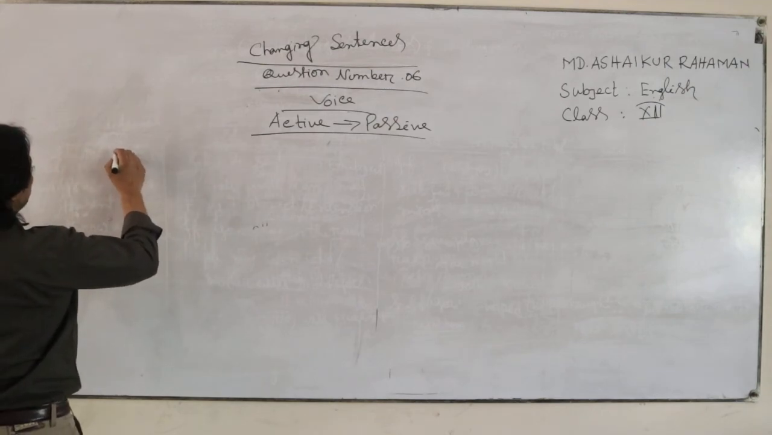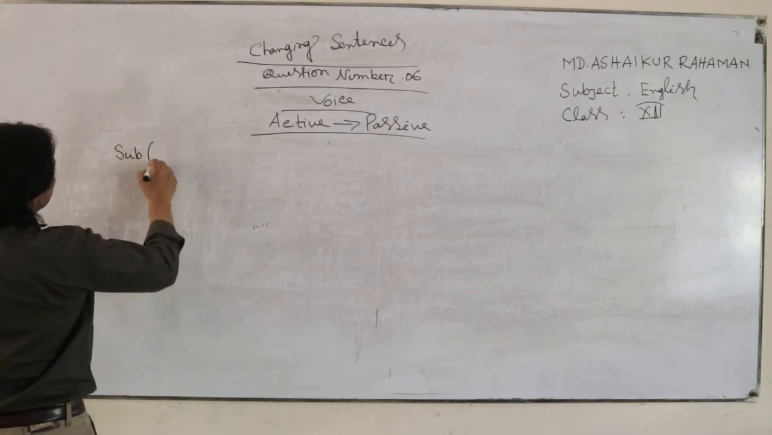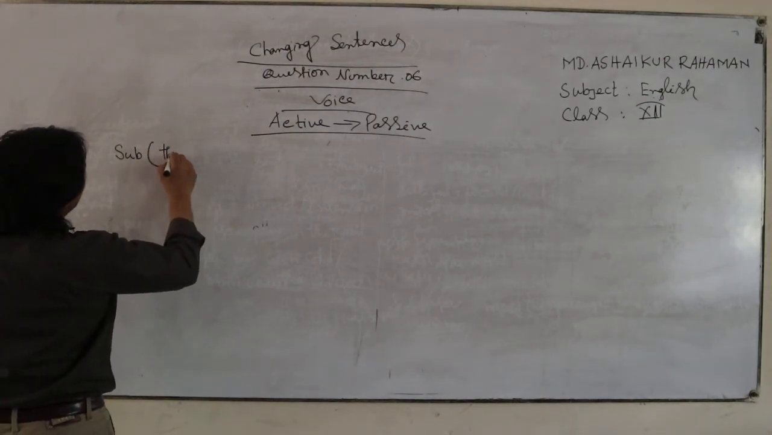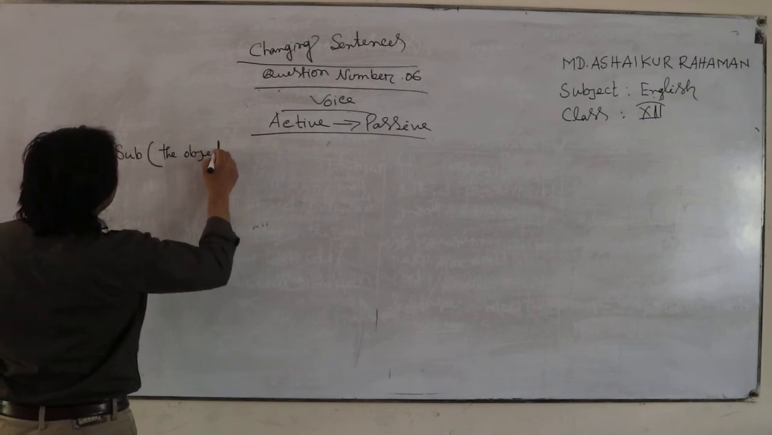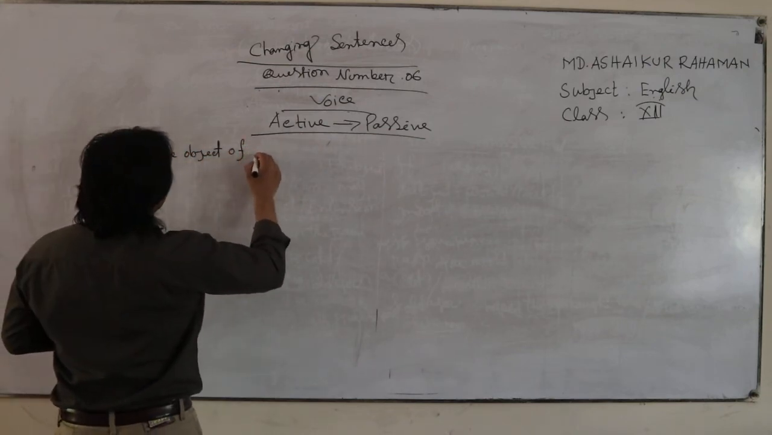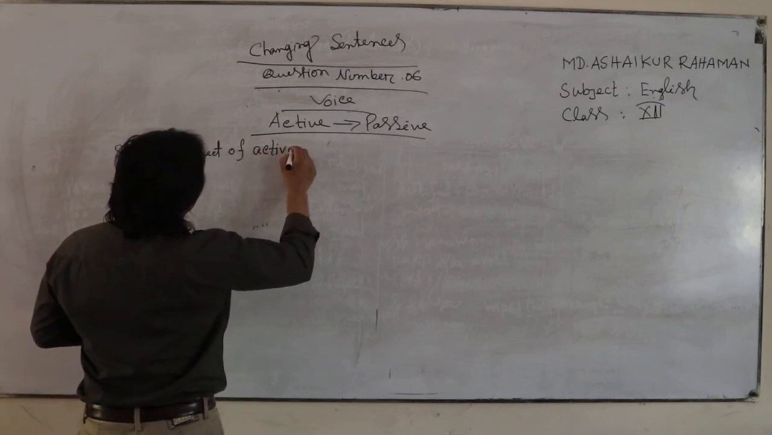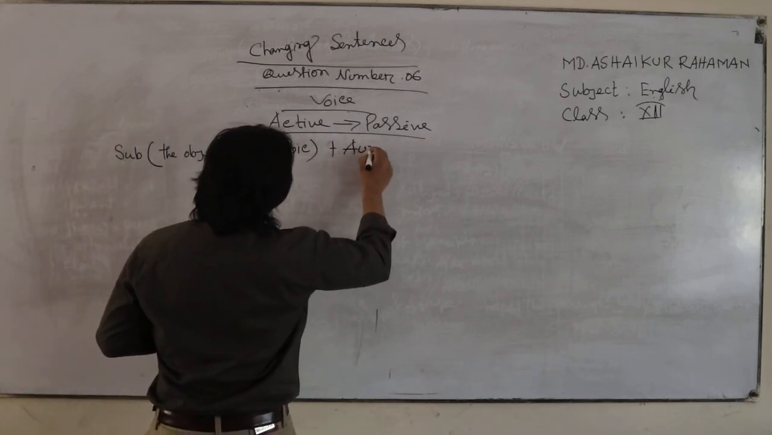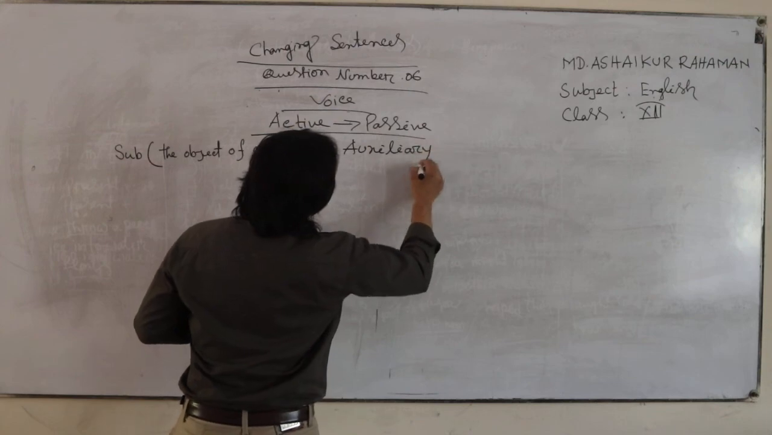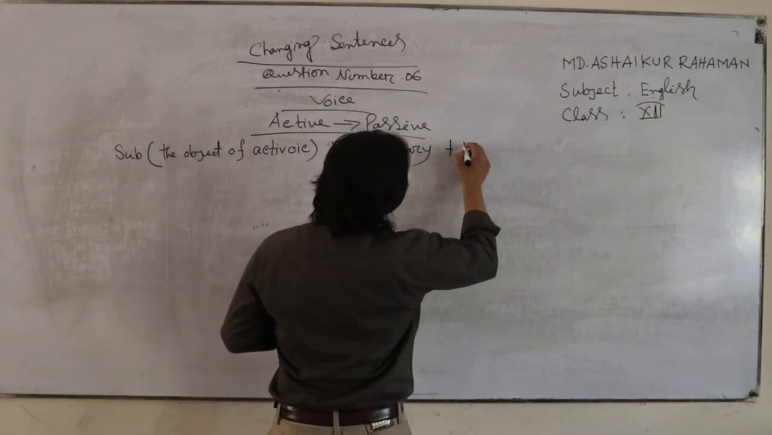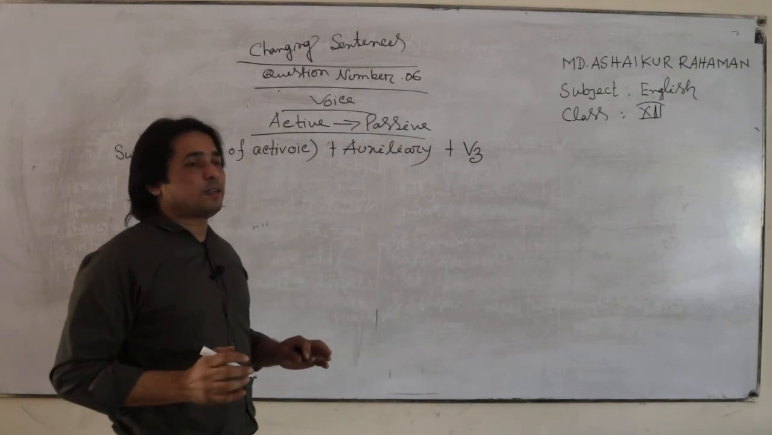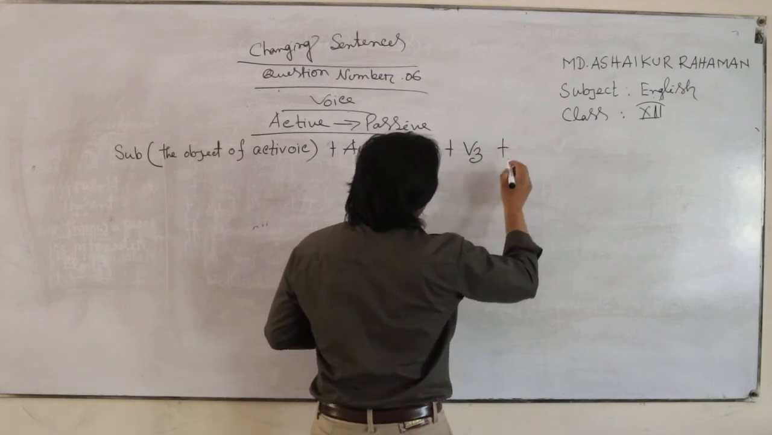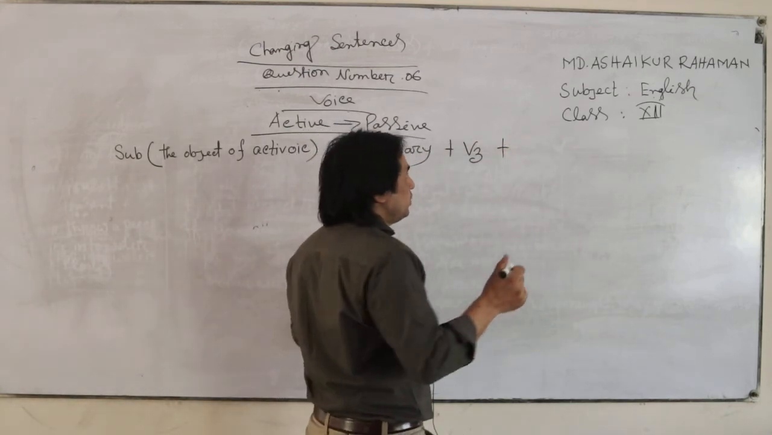Okay, active, passive. First, we have to use a subject. What will be the subject? The object of the active voice will be used as the subject. Then auxiliary, then the third form of verb, V3, the past participle form of the verb, which is mandatory in a passive voice.